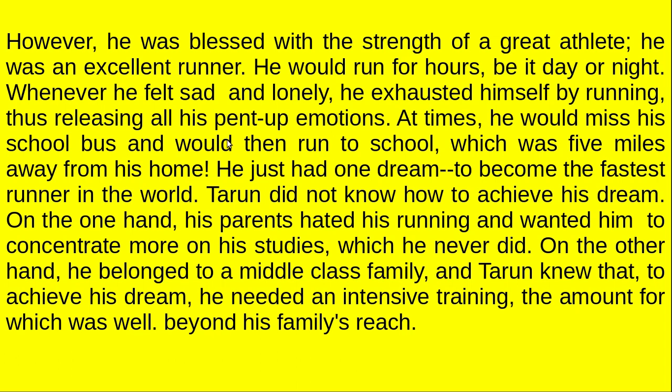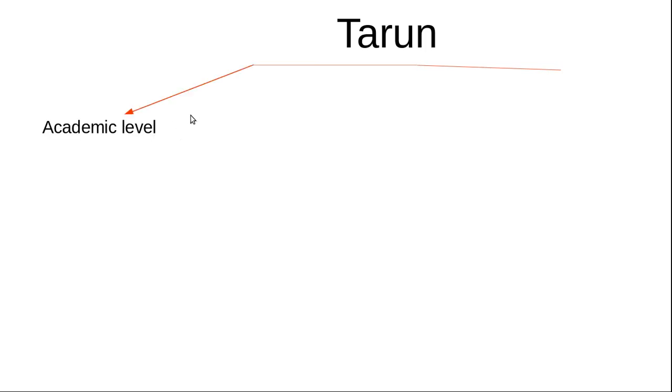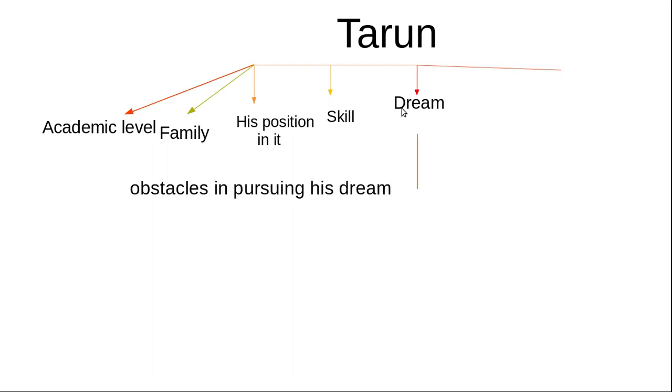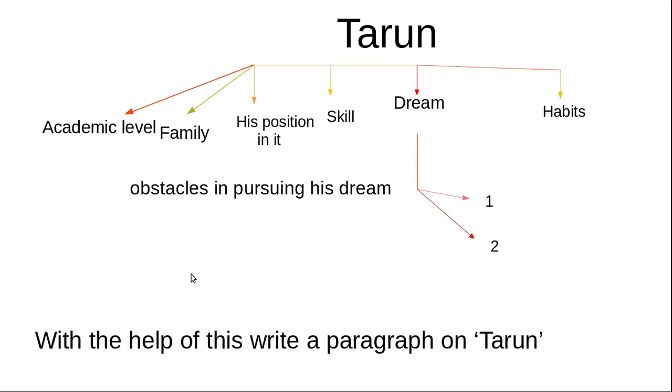Hope children, I hope all of you have comprehended these 2 paragraphs. This is very simple. Now let us try to complete this on Tarun. Do it yourself. What was his academic level? What about his family, and what was his position in the family? What was his special skill? What was his dream? And the obstacles in pursuing his dream. There are 2 obstacles. And again, what was his habit? You have to do these things yourself, and after that, with the help of this, you write a paragraph on that. It's very simple. You can do it yourself.